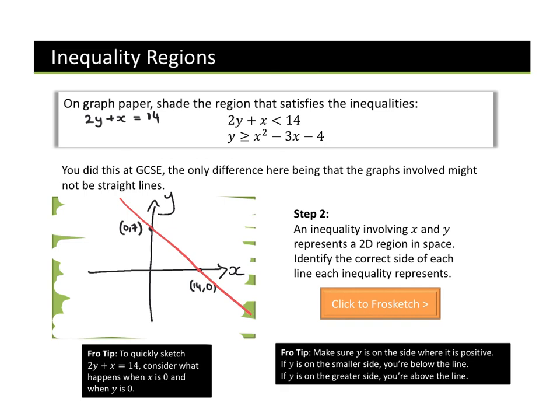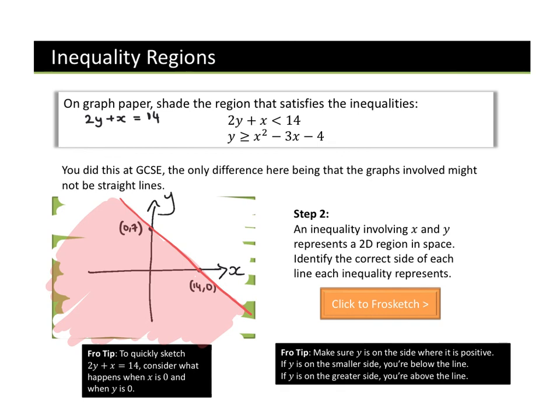Now it says the equation is less than. If it's less than, do we want above or below the line? Below the line. So we're going to colour in below the line. There we go. Absolutely beautiful. Okay, so that's the part that we want.